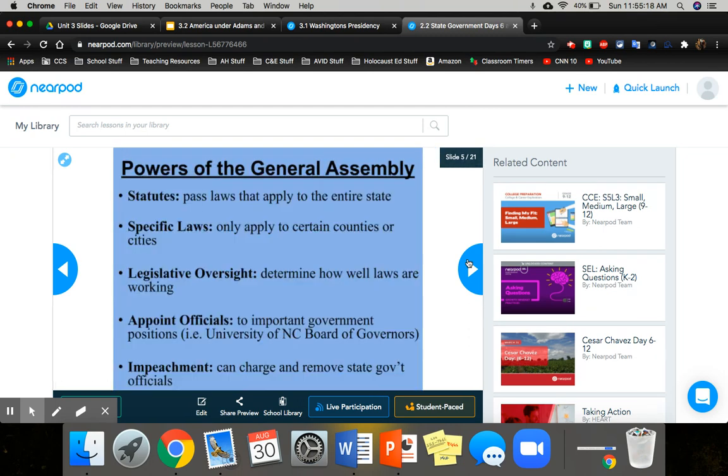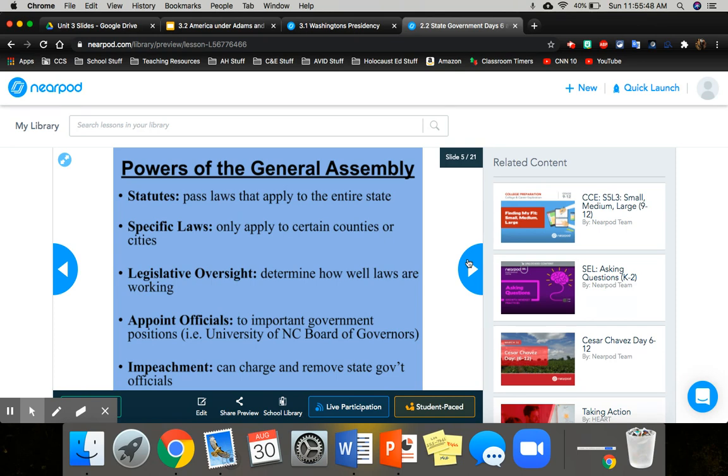All right, the General Assembly has certain powers. These are very similar to powers of the federal government. So first thing, statutes. Statutes are laws that apply to the entire state. So they're state laws. There are certain laws in each state that are only applicable to that certain state, right? Next is specific laws. These apply to just certain counties or cities.